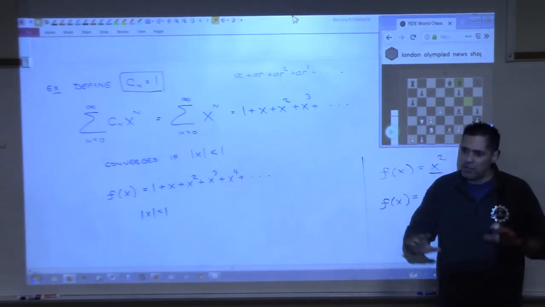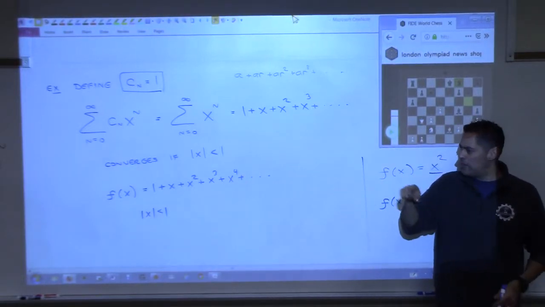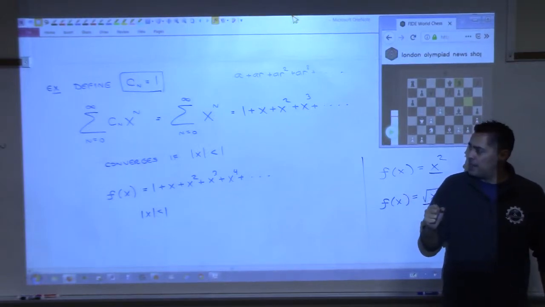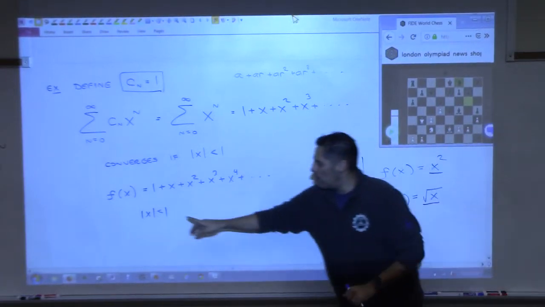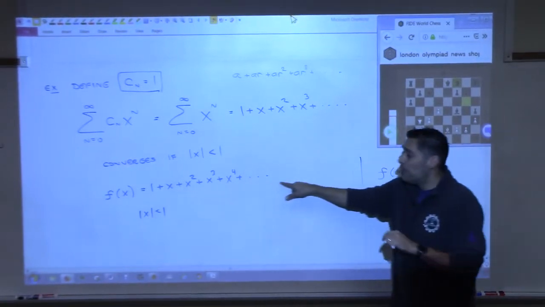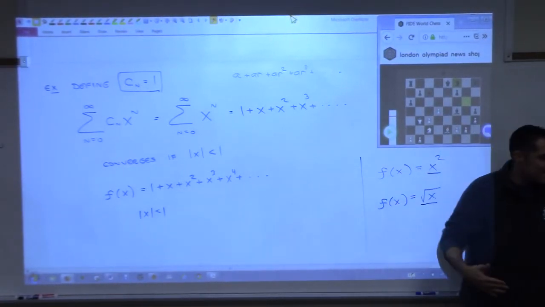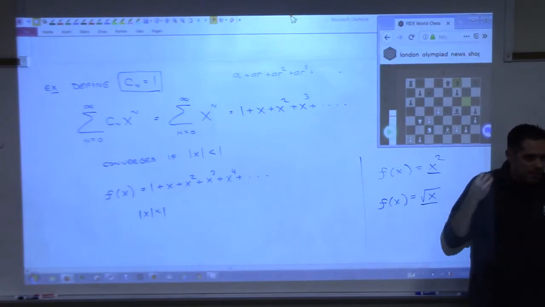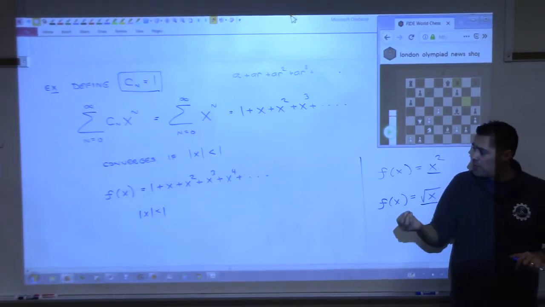Now, do I know the answer? Not necessarily. Well, it's geometric, so I should be able to get it. But the point is, if I plug in a number x where the absolute value of it is less than 1, then this infinite polynomial makes sense. It gives you a numerical answer. It converges to something, doesn't it?